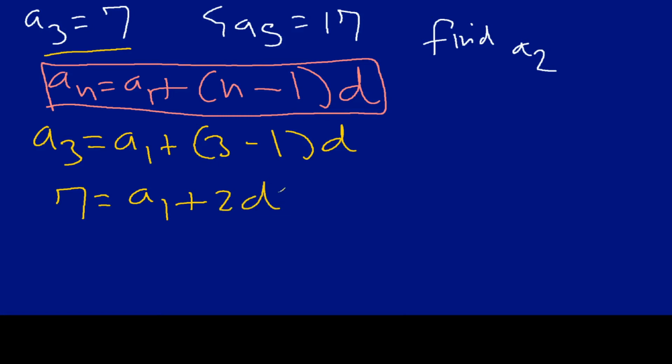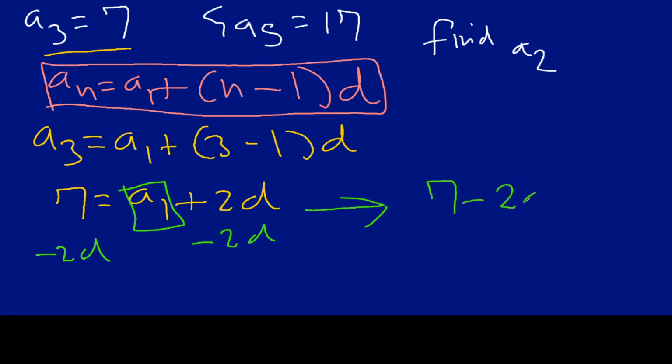Now, we know that when you're dealing with an arithmetic sequence, the initial term is given to you. So I need to get this A1 by himself. If I get him by himself, I can figure out what he is. So I subtract 2d from both sides, and you're going to find that 7 minus 2d equals A1.